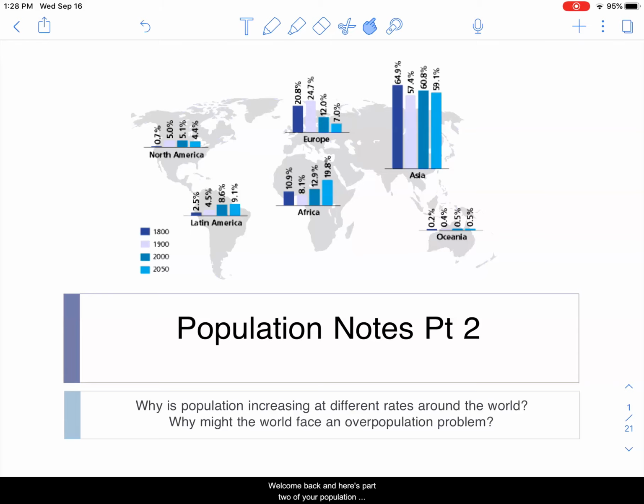Welcome back, and here's part 2 of your population notes. In this set, we're going to answer 2 questions. 1, why is population increasing at different rates around the world? And 2, why might the world face an overpopulation problem?